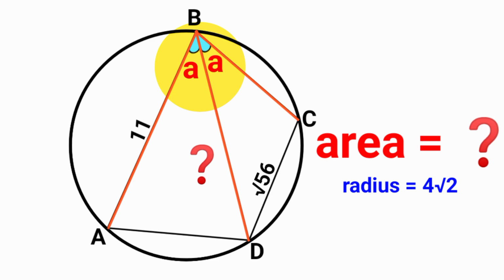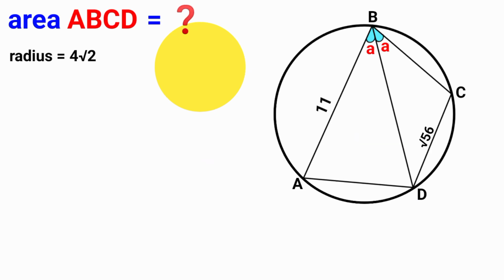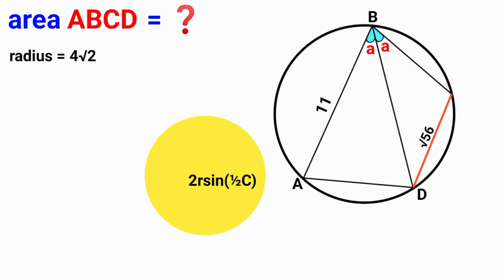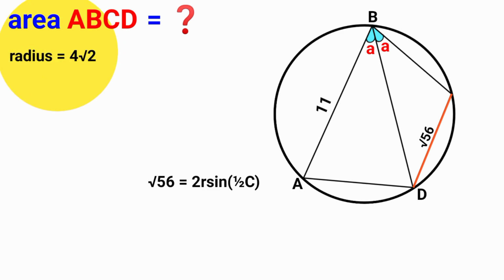So how can we solve this? It is very simple. Look at this chord CD. We have its length to be root 56. The formula for calculating the length of a chord is 2r sine 1 over 2c. So line CD equal to 2r sine 1 over 2c. The length of line CD is root 56. R is the radius which we have here to be 4 root 2.